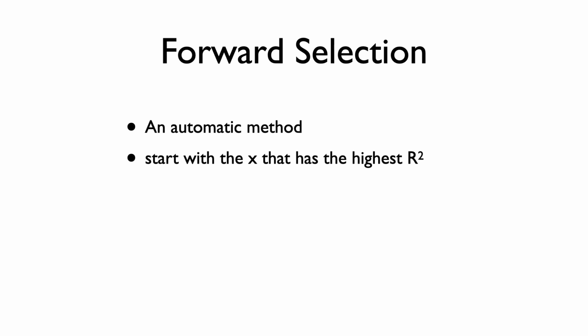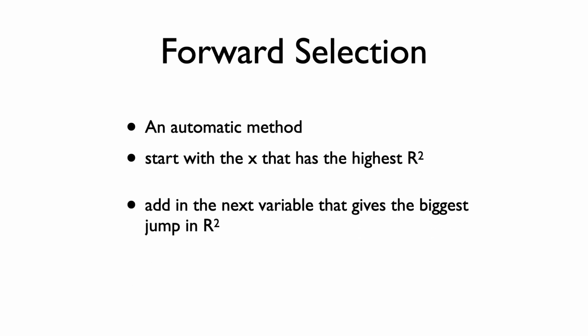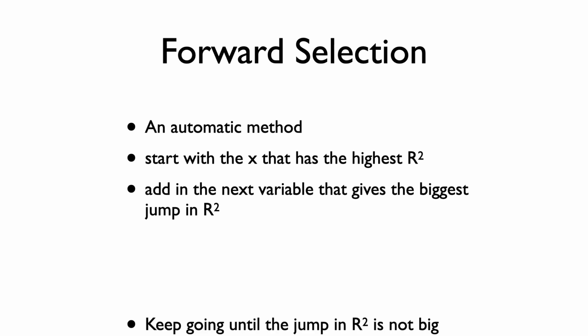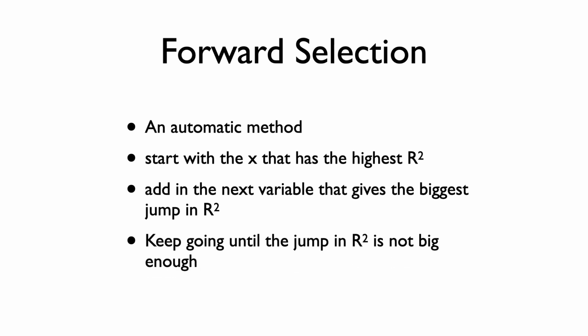I'm sorry, I got that backwards. I was thinking of backward selection. Forward selection is you start with the x that has the highest big R squared. So that predicts y the best. And then add the next variable that adds the most to big R squared, the one that gives the biggest jump, because that's going to be the next best one. And you keep going until big R squared doesn't jump up enough.